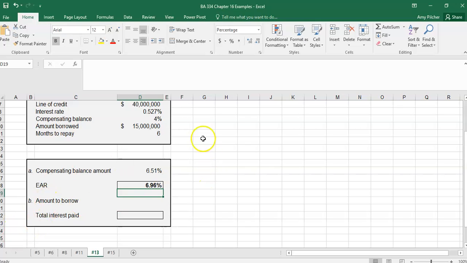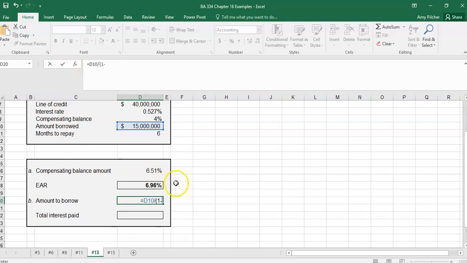If we're going to borrow $15 million, remember that we have to put a portion of it in a non-interest bearing account. So if we want to spend fully 15 million, then we need to borrow more than 15 million so that a portion of it is in that account. So how much do we need to borrow if we want $15 million? Well, 15 million divided by 1 minus our compensating balance percent.